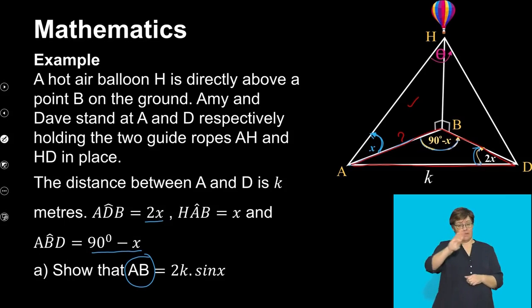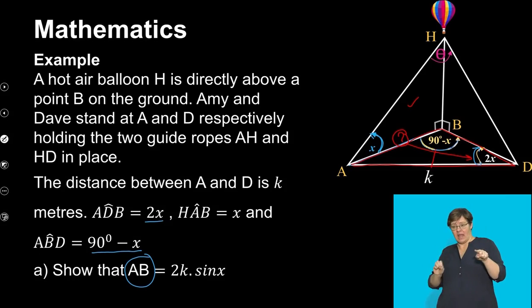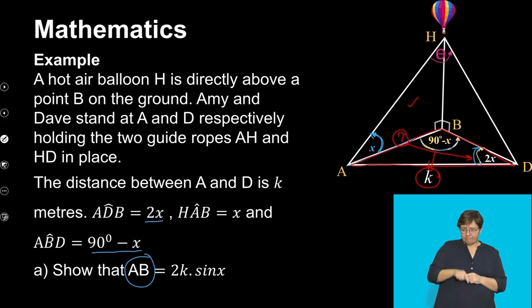So let's check what we have. We're looking for AB. We've got the angle across it. And if we look here, we've got a full pair of angles and its matching sides. So we've got this angle, 90 minus x, as well as the side across it. We have this angle, and we're looking for AB, which means we can easily use the sine rule. So that's where we'll start.